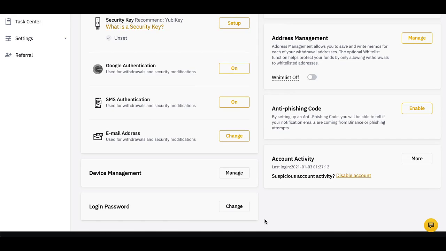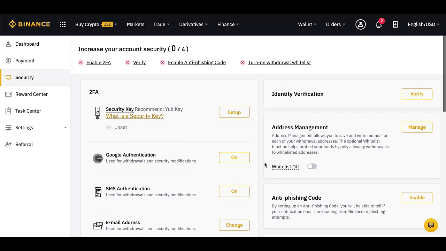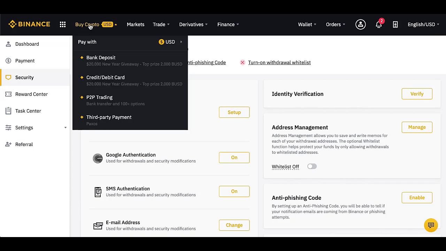You can also change the password right here. I do recommend doing that fairly often. First though, let's come out of our dashboard and we're going to come into the simplest way to buy cryptocurrencies on Binance, which is with a credit card.